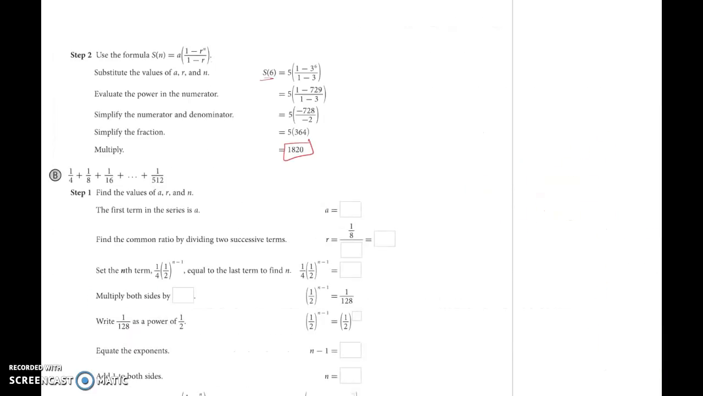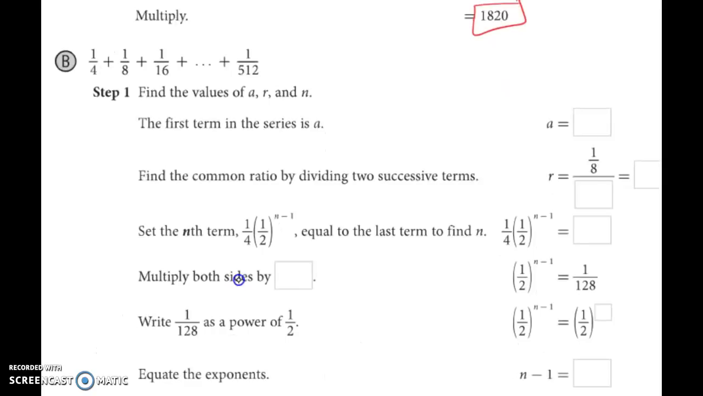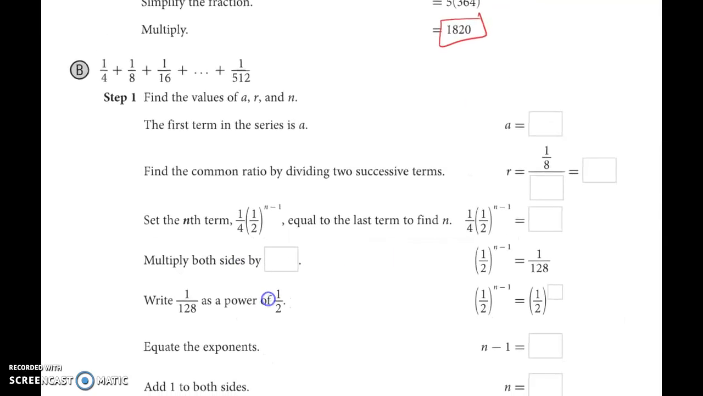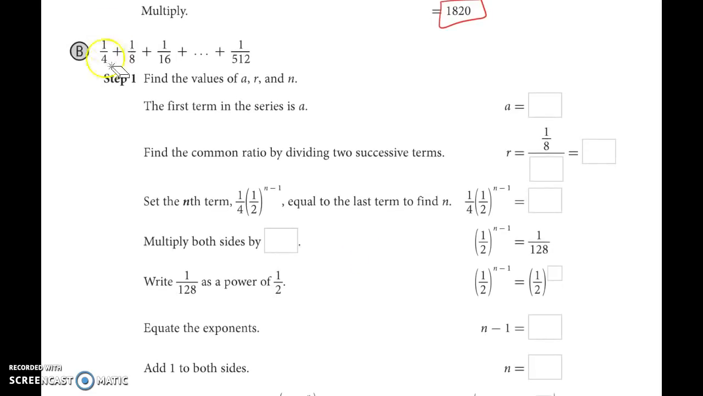But when we look at part B, we don't know how many terms are included just yet, right? We know that we go from 1/4 to 1/8 to 1/16, and then some terms in between, and then all the way to 1/512. So what would we do here? Let's see. We can find our first term, right? That's 1/4.